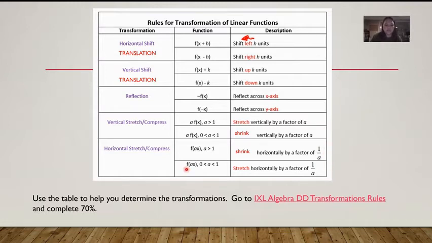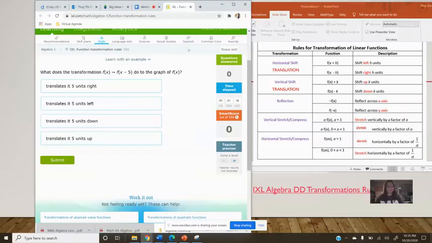All right, and the last one is f of a of x when a is in between 0 and 1. We would call that a horizontal stretch by a scale factor of 1 over a. All right, so right now I want you to use this diagram to help you with your IXL. So we are going to head over to IXL and we're just going to do a couple of problems together.